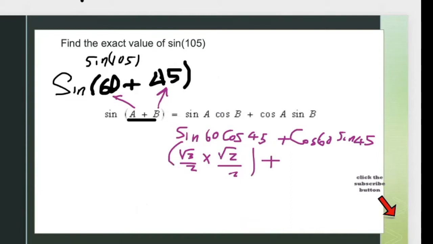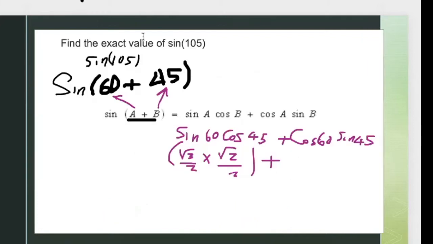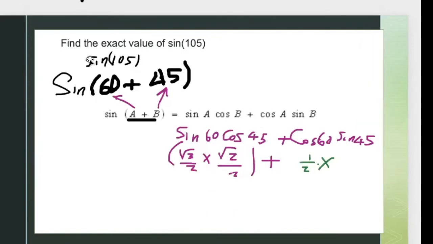Plus cos 60. So cos 60 is a half. So I'm going to have 1 over 2 here times sin 45. That's root 2 over 2, or some persons say 1 over root 2.